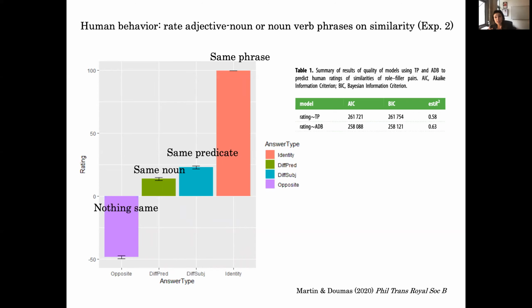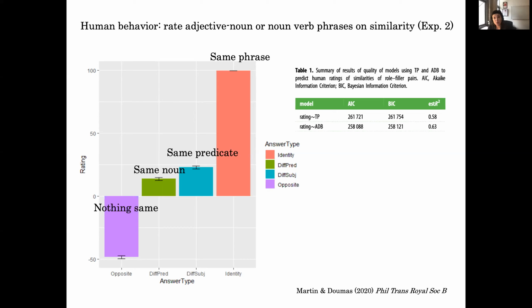What's really going to help us adjudicate between the two representational architectures is looking at the cases where the noun is the same or the predicate is the same, in this case, the adjective. And here, both models predict maximal similarity, as I said, when both roles and fillers are identical. But when we fit the model with and without that identity condition, we see that the better-fitting model is the one that uses dynamic binding. And most crucially, it's the model that's additive. In other words, people are rating similarity in an additive way, not in an interactive way.